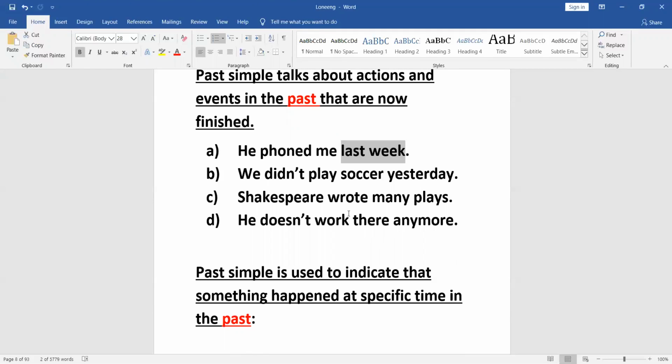B, we didn't play soccer yesterday. When didn't we play? Yesterday. So the word yesterday indicates the past tense. C, Shakespeare wrote many plays. What did he write? He wrote many plays. He's not writing right now, but he wrote them in the past. So because it's the past tense, it uses the word wrote. He doesn't work here anymore. So this word anymore indicates the past tense.